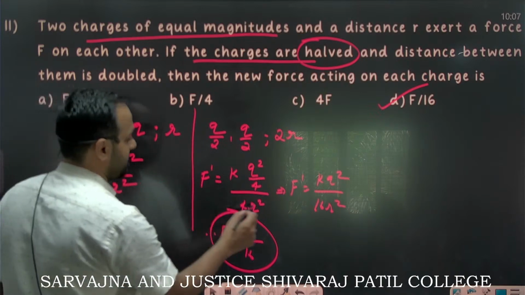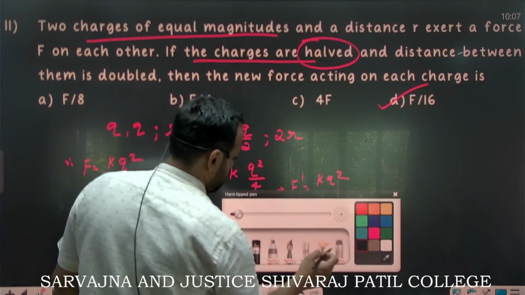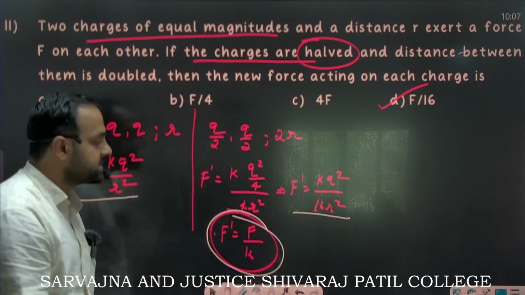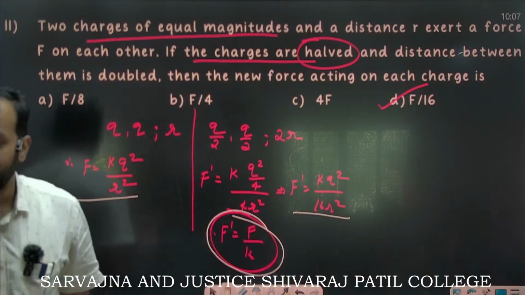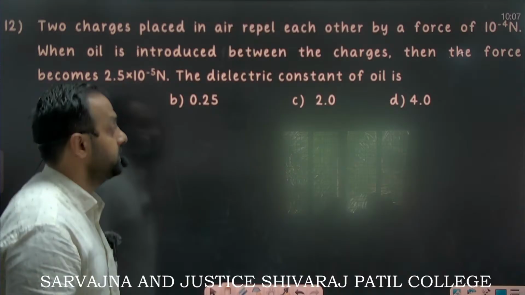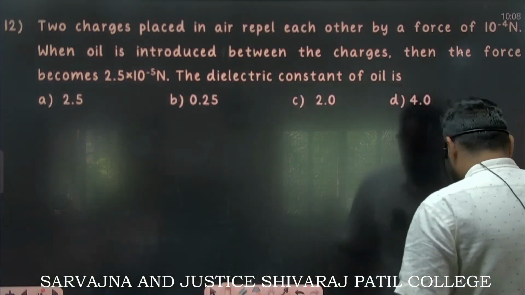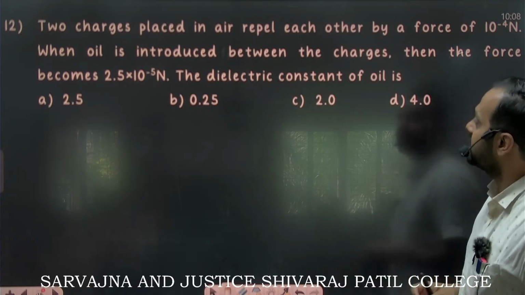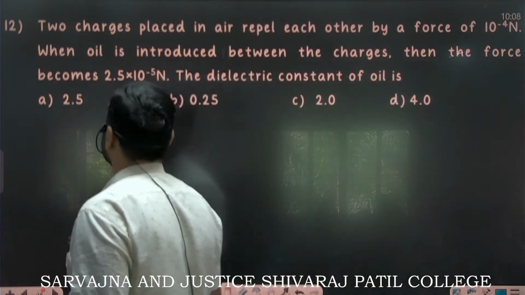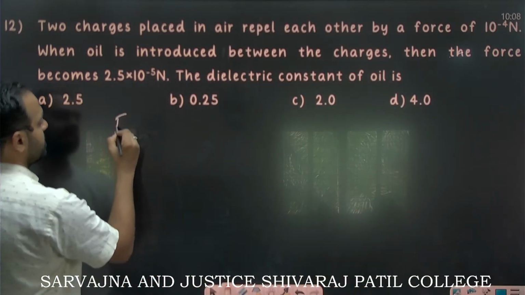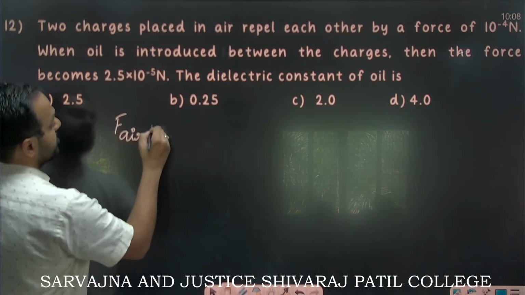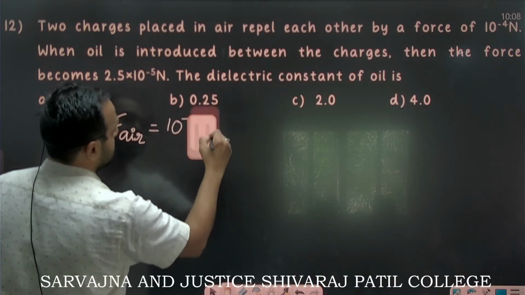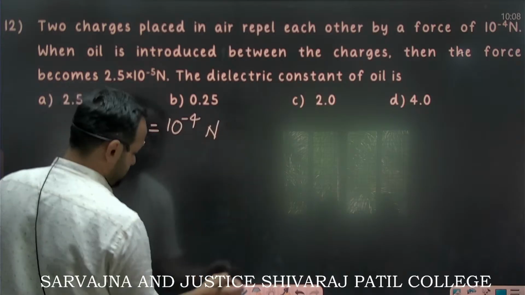k q square by r square, right? So it will become what? k into q by 2 into q by 2 is q square by 4, compare this one and this one, F dash will be equal to k q square divided by 16 r square. They have given us how much? 10 power minus 4 Newton. Yes or no? Yes. Okay.